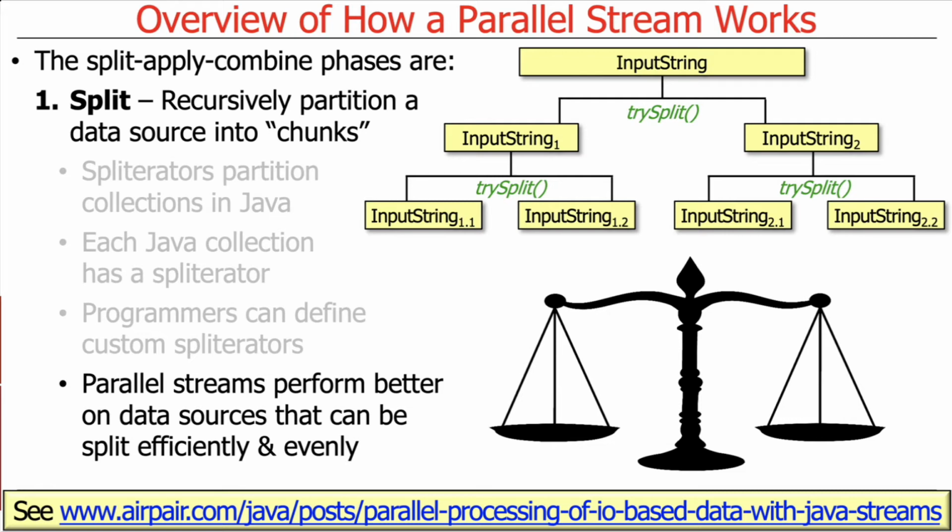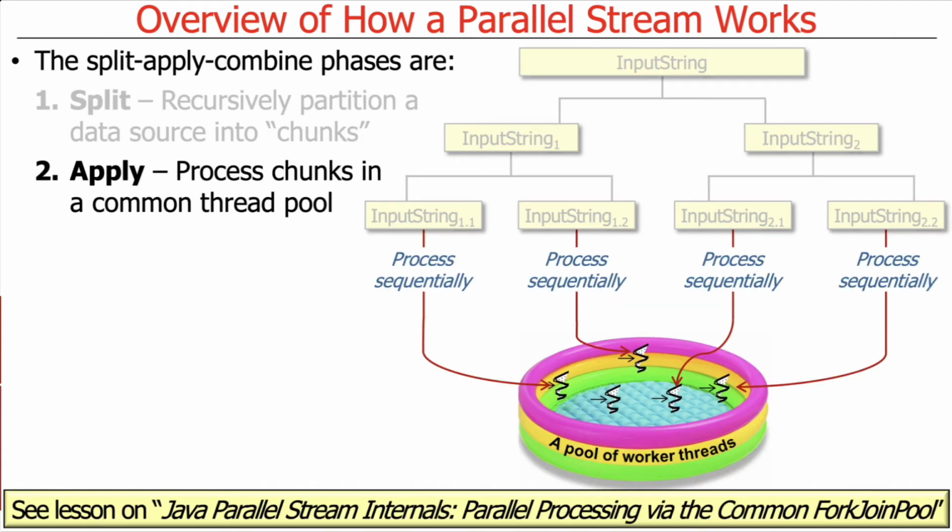As I alluded to earlier, parallel streams perform best on sources of data that can be split efficiently and evenly. A great example of this would be an array list. An array list is very easy to split evenly and efficiently because it takes a constant amount of time to find the midpoint, and you don't have to do much work to split it. You just basically update some indices and away you go. Other data structures like a linked list are much more complicated to split efficiently and evenly.